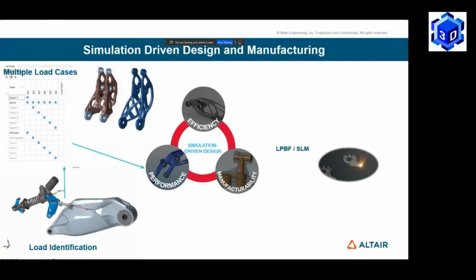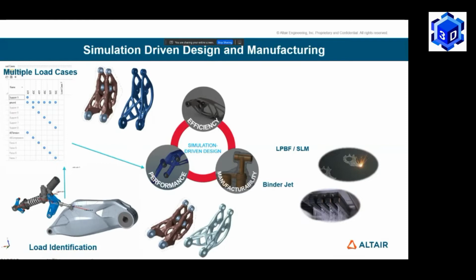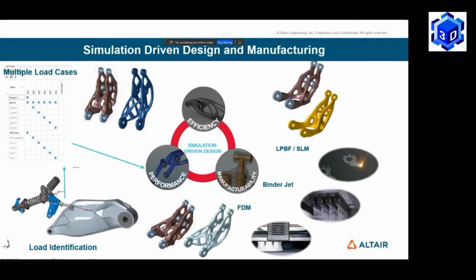And then on top of that, you can also tell the system what manufacturing process you are going to follow, because each manufacturing process has its own rules. So for example, if you go with say LPBF or SLM kind of 3D printing process, it has its own rules and limitations. If you go to another kind of manufacturing process such as binder jet, it has its own rules and limitations. And if you go to say FDM, it has its own rules and limitations. So all are not the same.